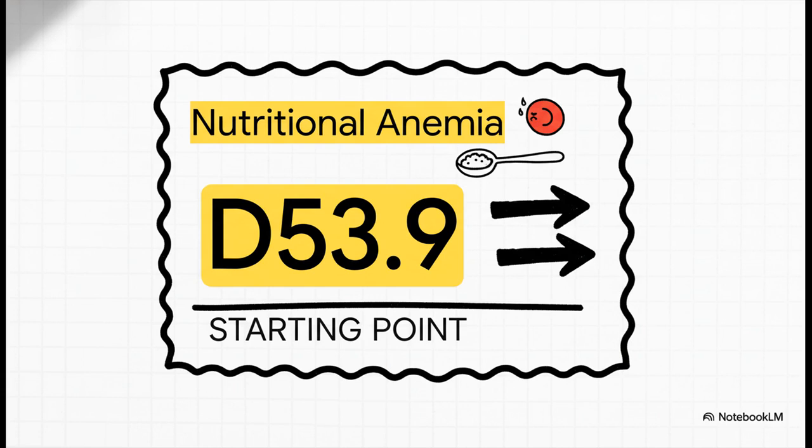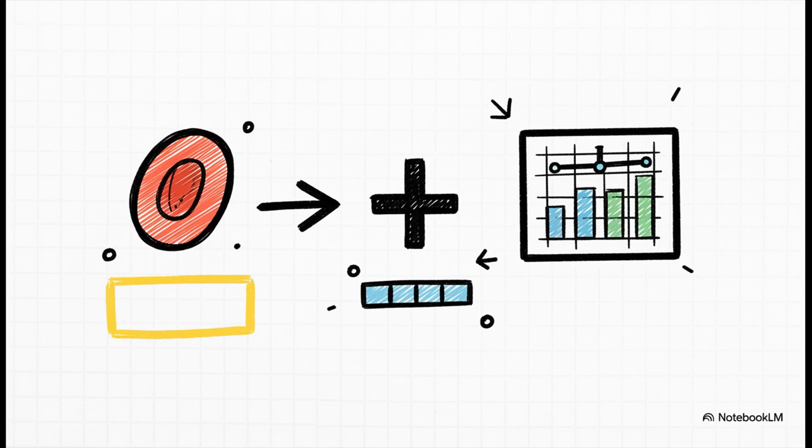First, we knock out the primary diagnosis. D53.9 is the code for nutritional anemia unspecified. That's our starting point. Okay, next, we add that crucial context with code E44.0. This code specifies moderate protein-calorie malnutrition, and that adds a really important layer of detail that the first code just couldn't provide on its own.